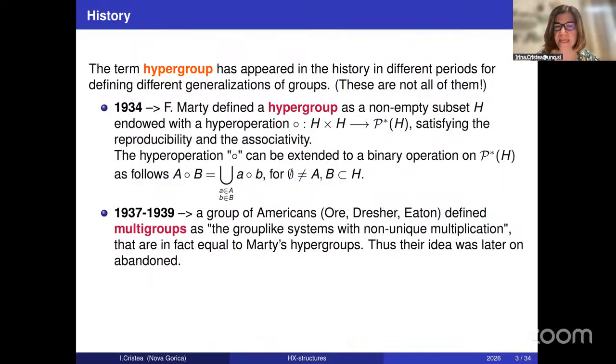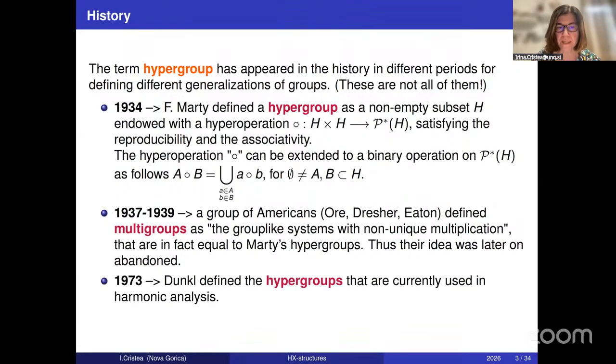So this idea was abandoned and their papers were not cited, I think, but it is really very interesting to read them. They can also be found online. In 1973, Dunkl defined the hypergroups that are currently used in harmonic analysis, and nowadays we have to pay attention to the publications that appear on hypergroups because they are practically in two different fields: our algebraic hypergroups and those used in harmonic analysis.